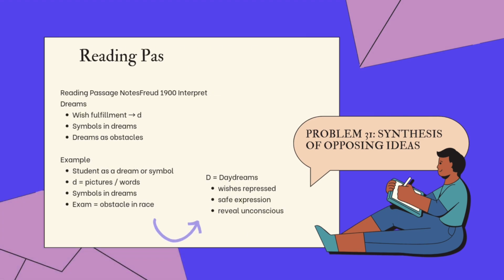Reading passage notes: Freud 1900, Interpretation of Dreams. 1. Wish fulfillment. 2. Symbols in dreams. And last, dreams as obstacles. For example, student as a dream or symbol. Pictures or words equals D, and symbols in dreams, and exam equals obstacle in a race. D equals daydreams, which is a wish repressed.